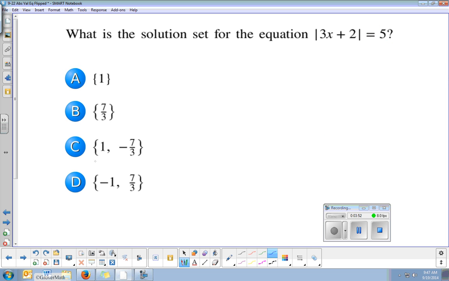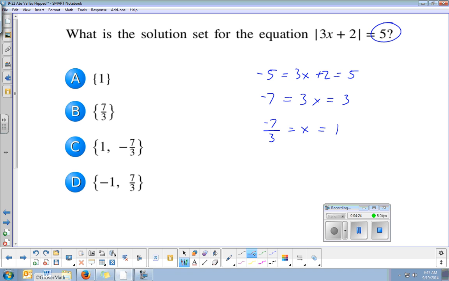Let's try another one. What is the solution set for the absolute value of 3x plus 2 equals 5? So again, this one happens to be 5 again, but I'm going to set it equal to 5 and also to negative 5. So I'm going to end up with negative 5 equals 3x plus 2 equals positive 5. And subtracting 2 on both sides, I'll get negative 7 equals 3x equals 3. And dividing by 3 on both sides, I get negative 7 over 3 equals x. And that also equals 1.